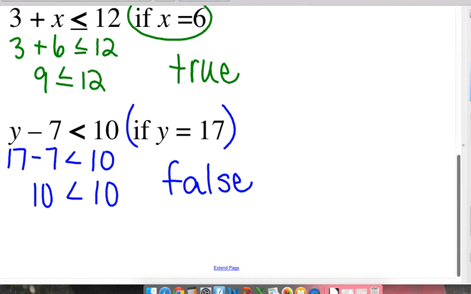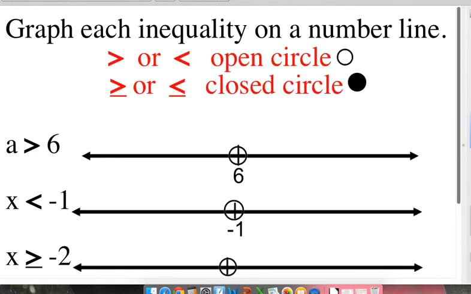And then from here we go into graphing inequalities on a number line. Now this can be a little tricky if you don't do what I suggest you do. A lot of kids have a hard time with this unless they do my little trick. Okay, here's what it says. Graph each inequality on a number line. And then I give you some hints.